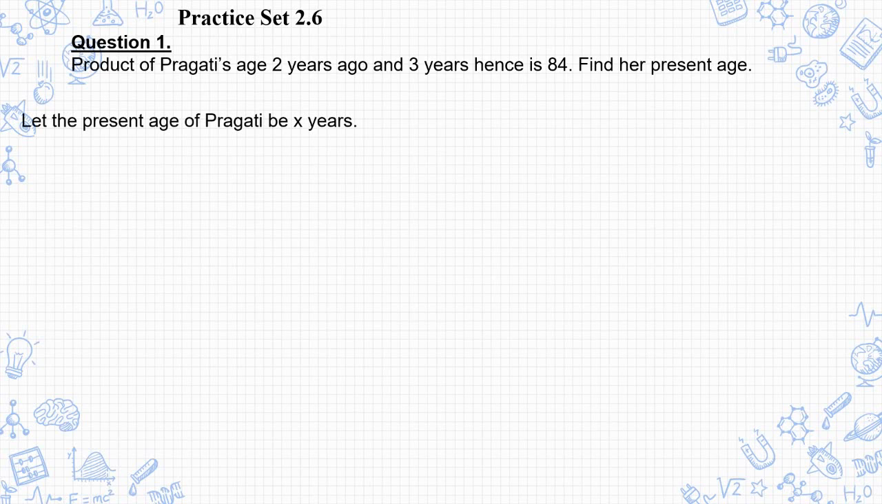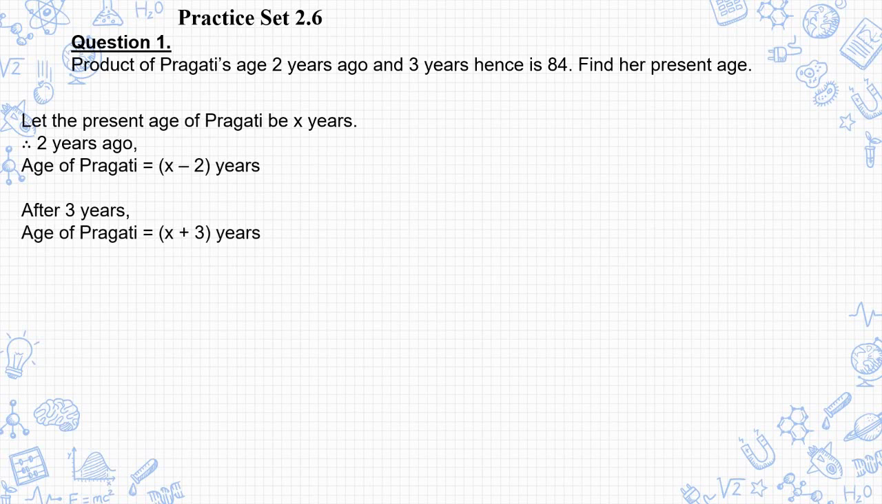First, let us consider, let the present age of Pragati be x years. So 2 years ago, her age would be x minus 2 years. After 3 years, Pragati's age will be x plus 3 years. So if her current age is x years, 2 years ago, her age would be x minus 2, and after 3 years, her age will be x plus 3.